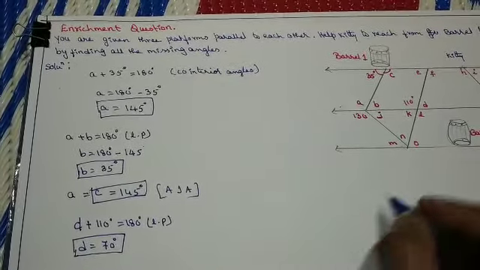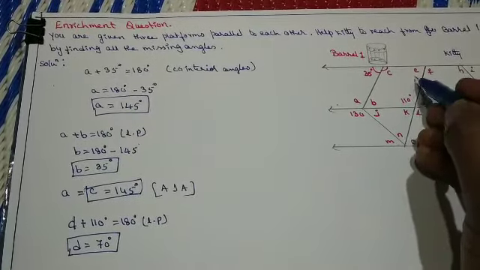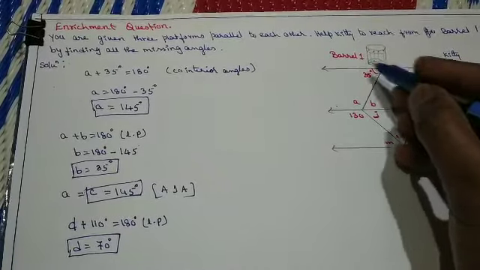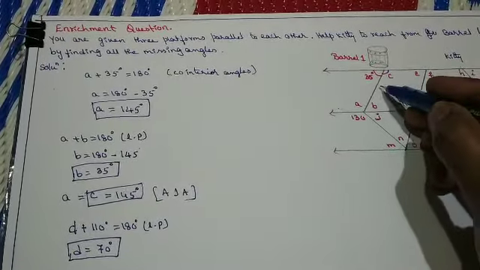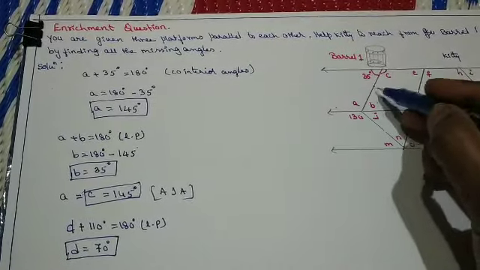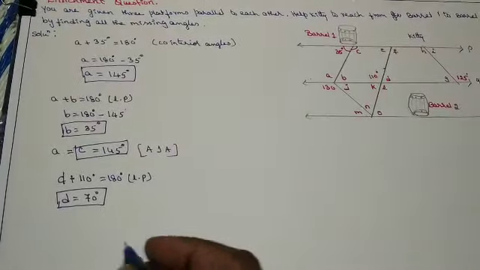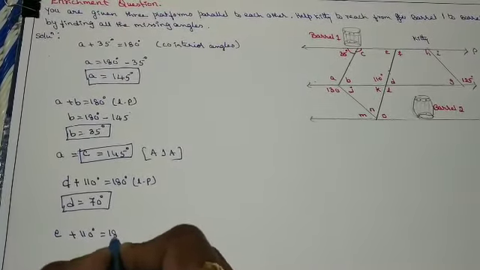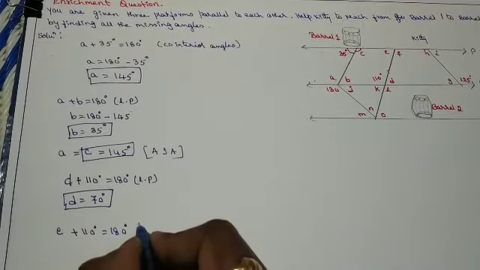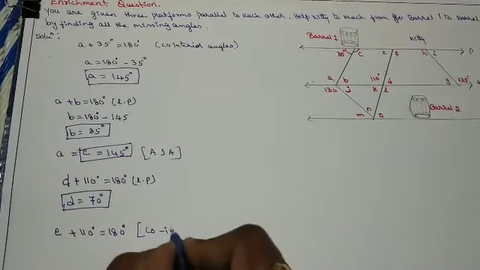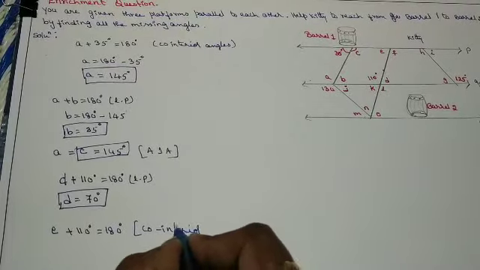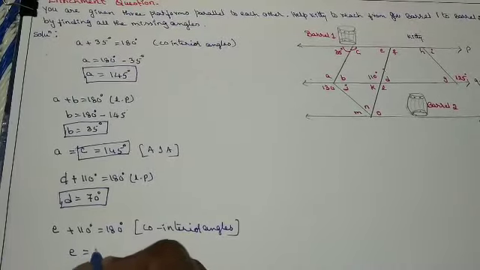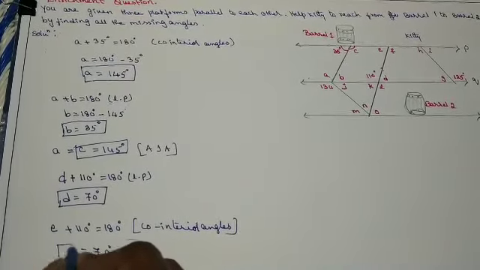Now how to find the E value? E and 110, how they lie? They lie co-interior. Don't go with corresponding angles, because he didn't mention these two lines are parallel. Clear? So I'll go with the co-interior concept. So E plus 110 equal to 180 degree. Reason? Co-interior angles. Then E equal to 70 degree, because 180 minus 110 is 70.